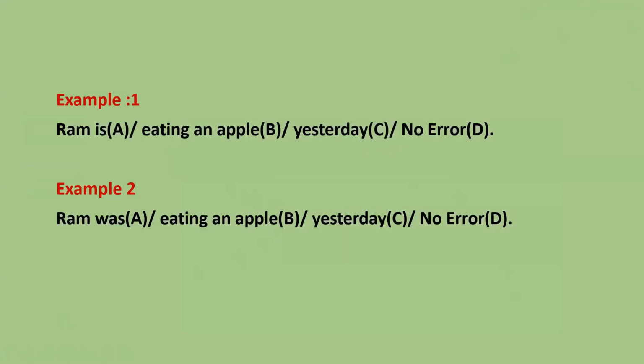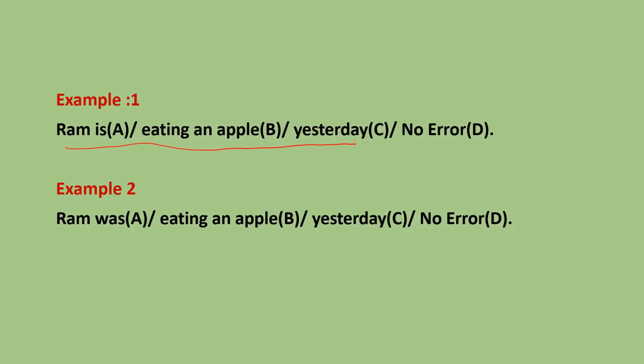Before going to the exercise, please go through the examples given here. See example 1. Ram is eating an apple yesterday. If you see here, the sentence is divided into parts and each part has a label as A, B, C, and so on. Now, the student has to identify the erroneous part of the sentence.